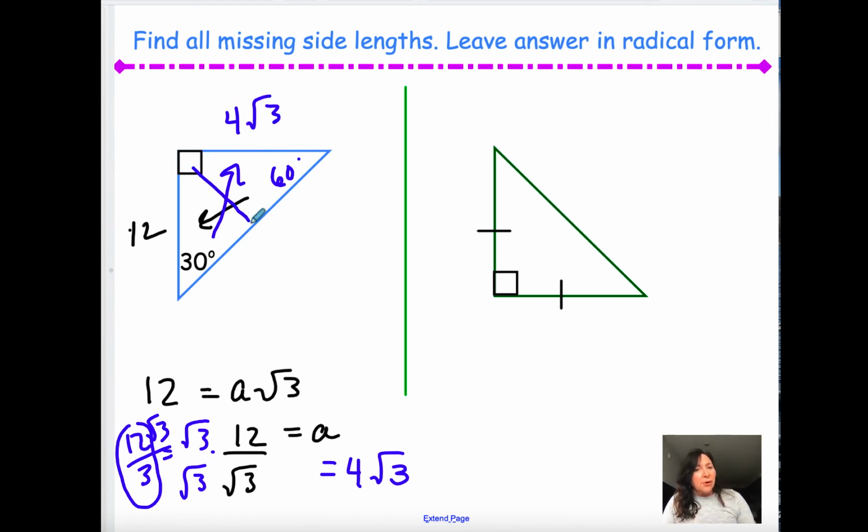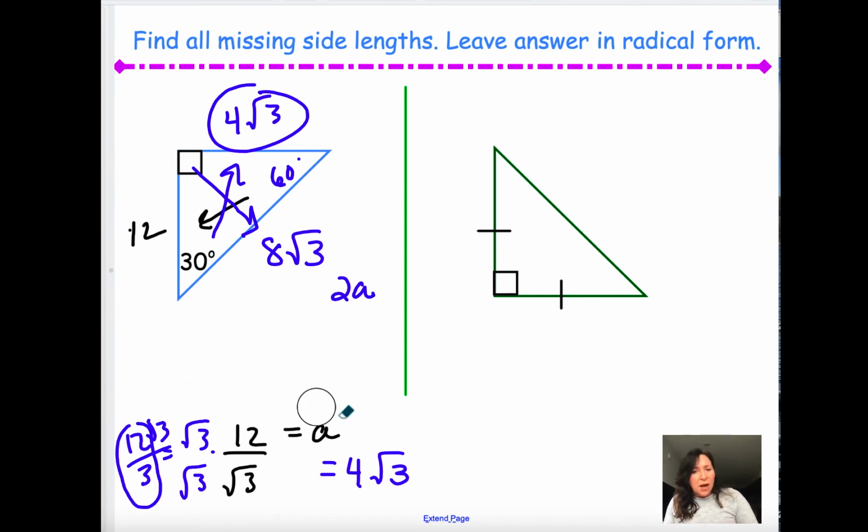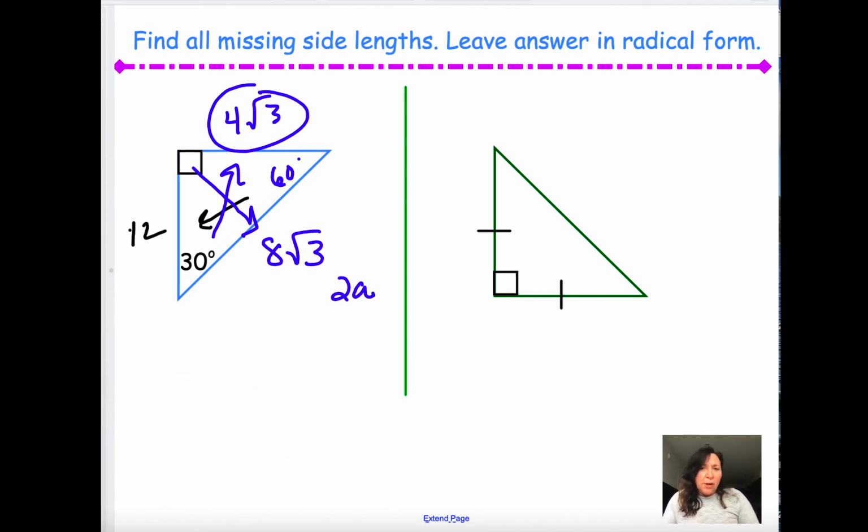And then remember, opposite the 90 is twice a. And so that's going to be 2 times what's opposite the 30. And so that would be 8 root 3. Okay? So just a reminder for those who forgot, where is everything.